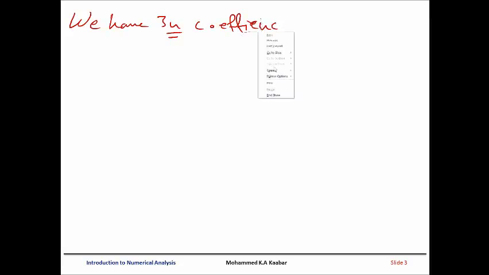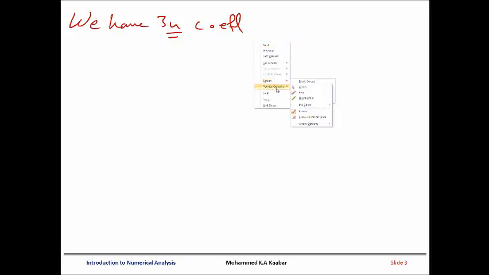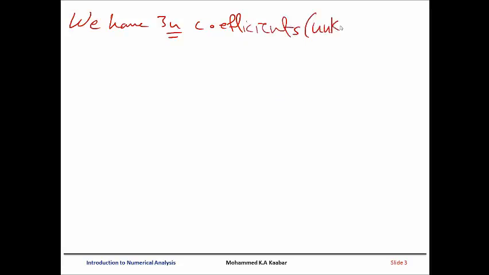Now, according to the general form of the quadratic spline equation used in this quadratic spline, we have 3n coefficients, three coefficients or unknowns, which are a i, b i and c i.